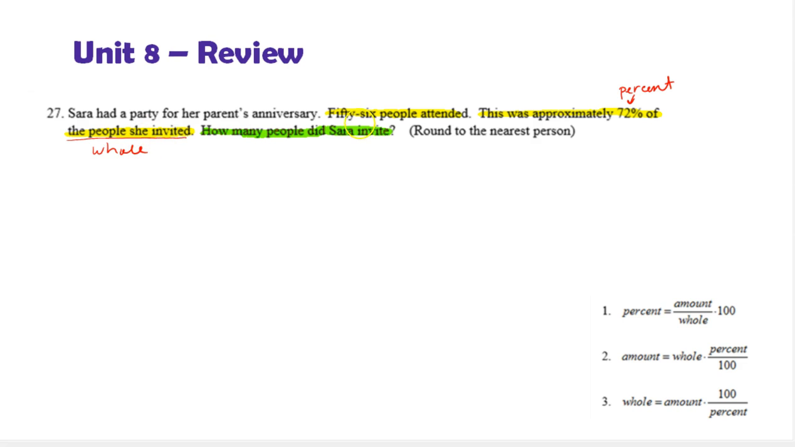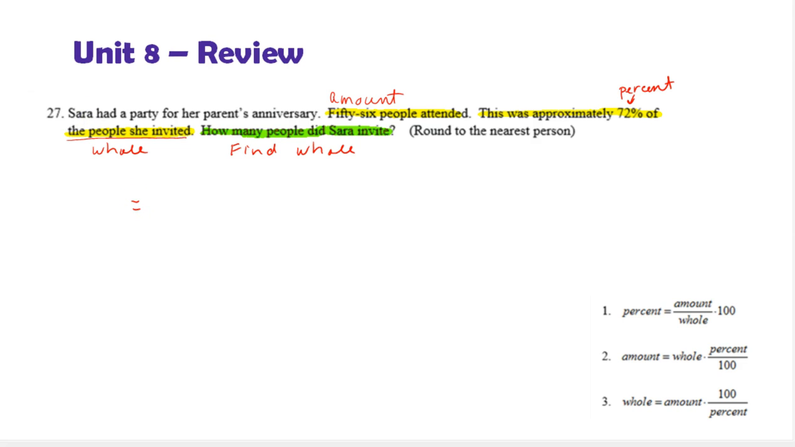Here we're told how many people attended. Let's look at these two pieces of information together. Here it says how many people did Sarah invite. Well, we know that's the whole because it follows the of. So we're finding the whole. The people that attended are a part of the people she invited, which is going to be our amount, and also because it's the only thing left over. So we're solving for the whole.